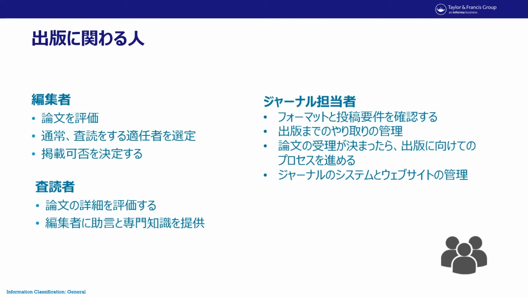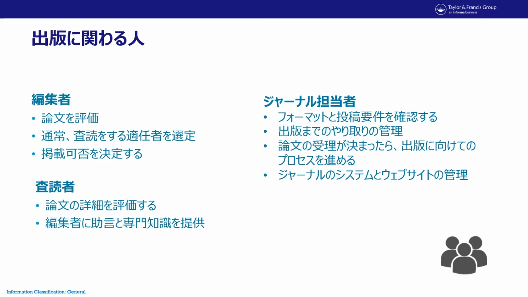Here are the main roles involved in the peer review process. The editor will assess the article to see if it is a good fit for the journal in terms of content and quality. He will then select reviewers, though sometimes they will assign manuscripts to other board members who will then find external reviewers. Once the editor receives the reports from the reviewers, they will make the final decision regarding publication.